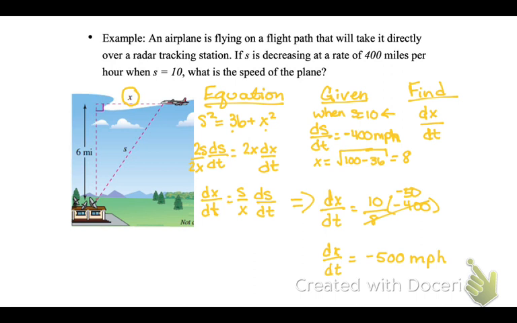And the reason why it's negative is because I'm getting closer. We don't usually put miles per hour as negative, this is a physics thing when you do your vectors. You're going towards something, so you're decreasing; away from something, you're increasing. Okay, so that is what you're doing today and tomorrow.